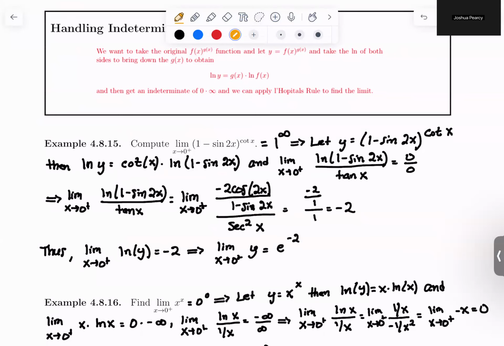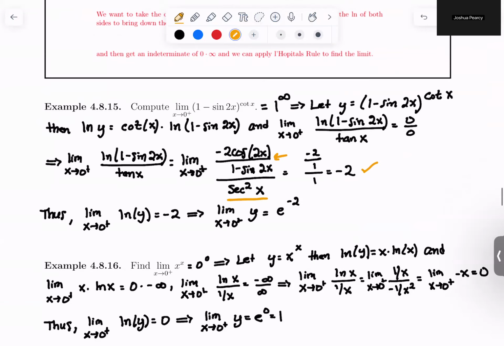and we can apply L'Hopital's rule by differentiating the numerator and denominator. When we differentiate the numerator, we get minus 2 cosine 2x divided by 1 minus sine 2x. And then when we differentiate tangent x, we get secant squared x down here. Now we let x go to 0 from the right, and then up in the numerator, it goes to negative 2 over 1, and the denominator goes to 1. So the overall limit is negative 2. But remember, what we were actually looking at is taking the natural log of y.